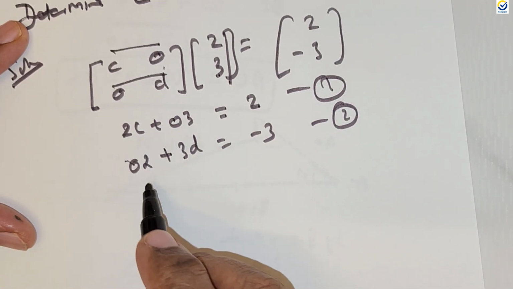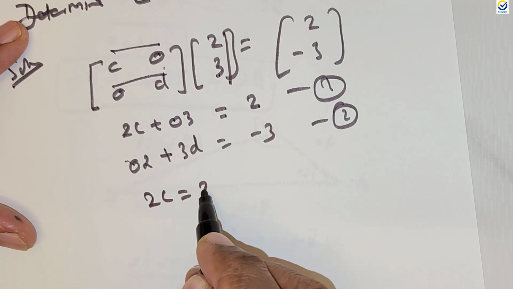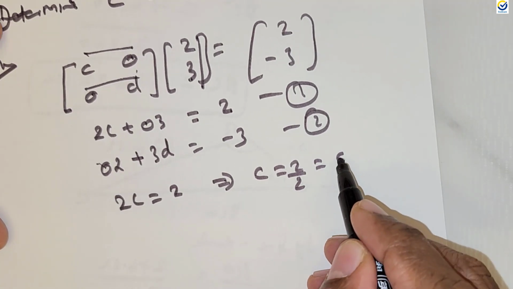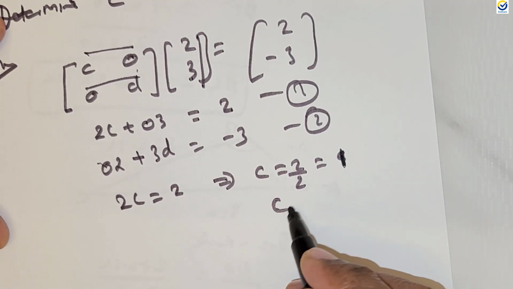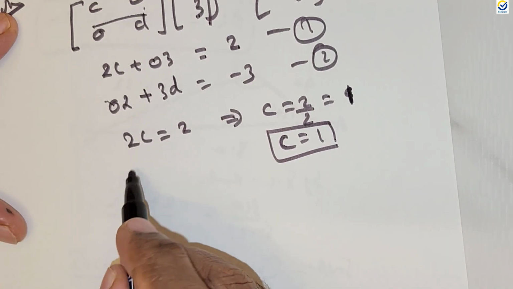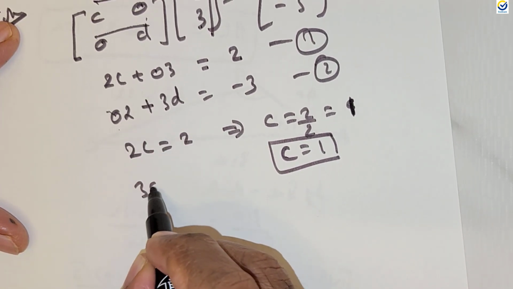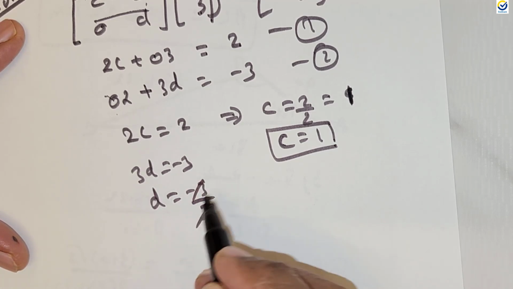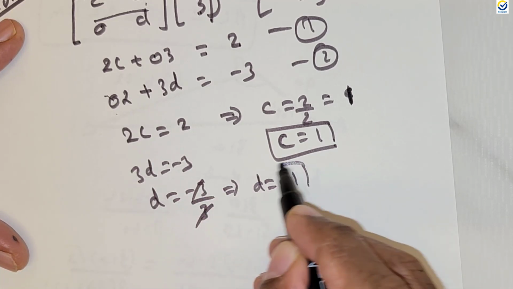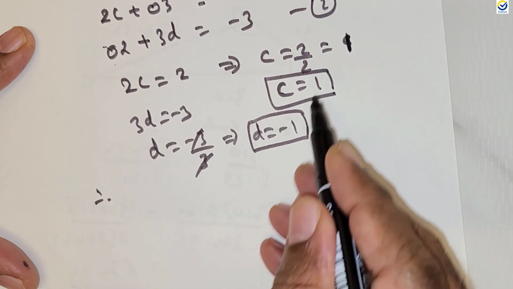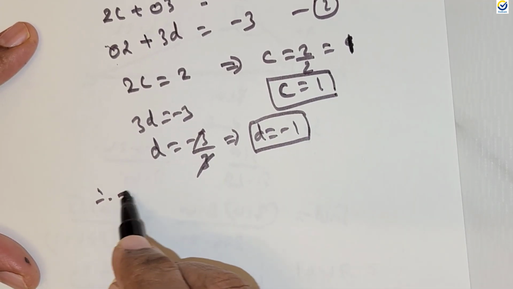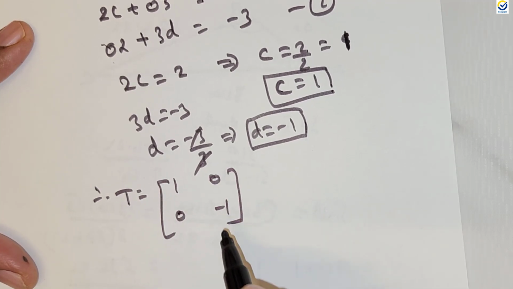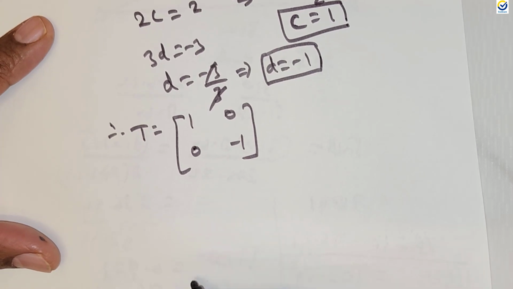So you get the first equation and the second equation. Now this can be further simplified as 2 times C is equal to 2, which means C is equal to 2 divided by 2, which will give us a value of 1. So C is equal to 1. And from here you get 3D is equal to -3 and D is equal to -3 over 3, which means D is equal to -1. So these are the values of C and D, and the matrix is [1 0; 0 -1]. Okay, that's the first question.